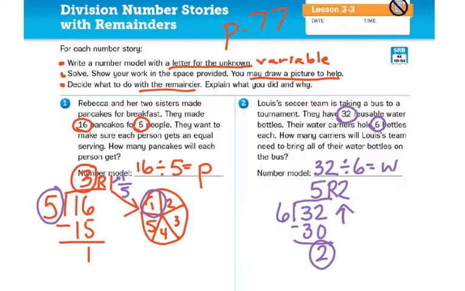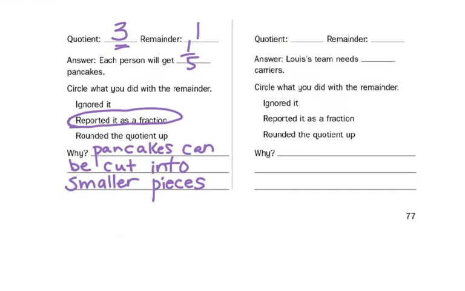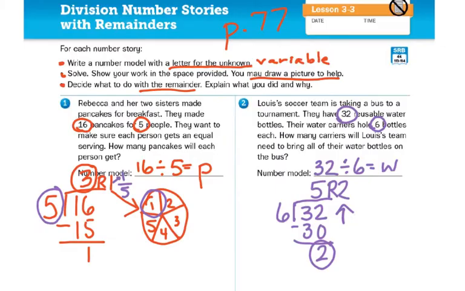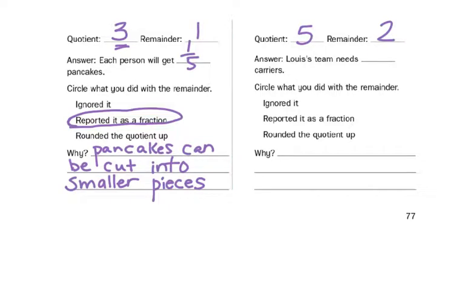Okay, so let's go to the bottom of the page. Our quotient was 5. Our remainder was 2. There's 2 water bottles not in a carrier. How many carriers does Luis's team need so that all of their water bottles are in a carrier? So in this case, 5 wouldn't be enough. I need to round up to 6. So what did I do with the remainder? Did I ignore those 2 water bottles? Did I say I need 2/6 or 2/5 of a carrier?